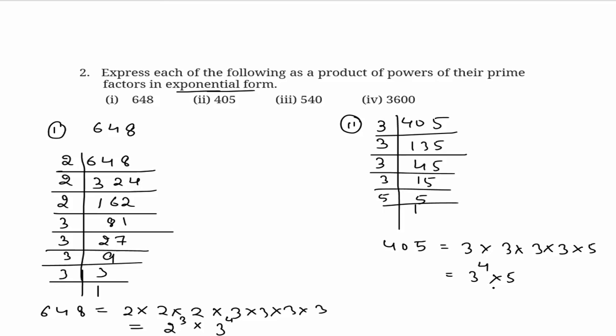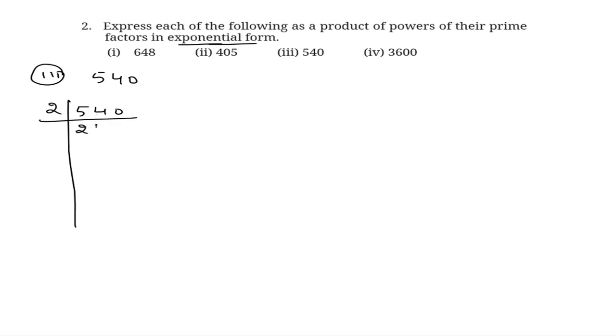Now let's move to the third part. Okay, so now let's solve the third question, which is 540. Again, we can see 540 is an even number. So we can use the table of 2 here. So 2 times 270 will give me 540. Again, it is an even number. Again, I can use the table of 2.